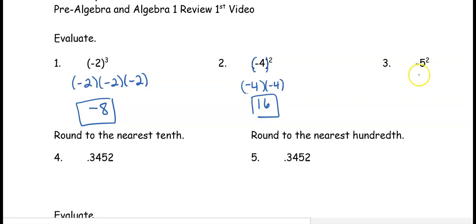And last, number 3 looks a little bit different. Notice that there aren't any parentheses. This negative is not in parentheses. And when there's no parentheses, only the piece to the very left gets that exponent. So this is really a -5 times 5. I only have the 5 two times because it's not in parentheses. Since the negative is not in parentheses, the negative does not get that exponent. So this answer is a -25.